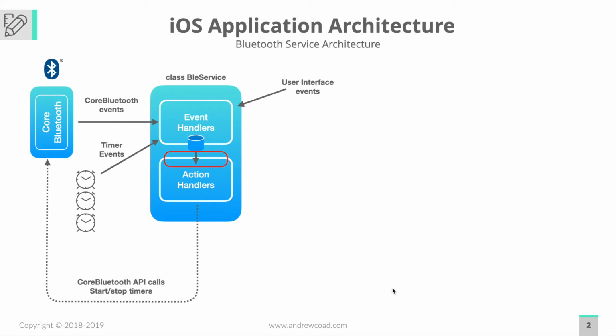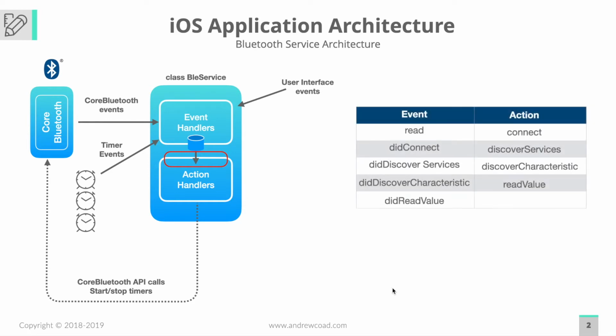Okay, so that's the timers. One last issue concerns how to handle inbound API calls from the UI. Consider a case where the user performs some action to read the value of a characteristic. The set of actions that need to occur because of this are listed in the table. First, we need to connect to the peripheral. If that proceeds okay, we then need to discover the service that contains the characteristic.